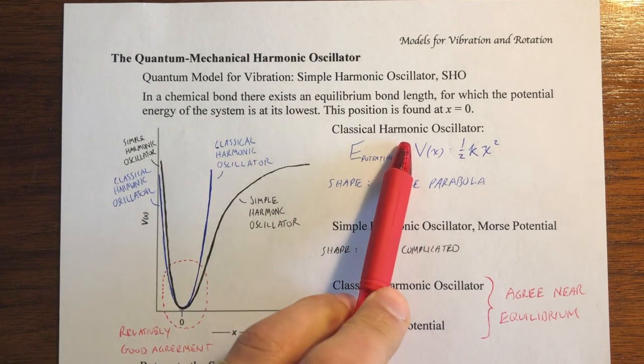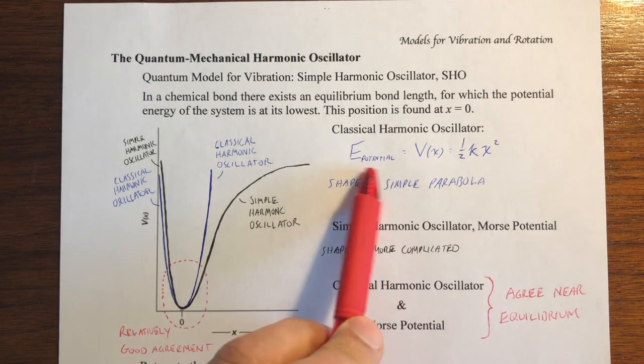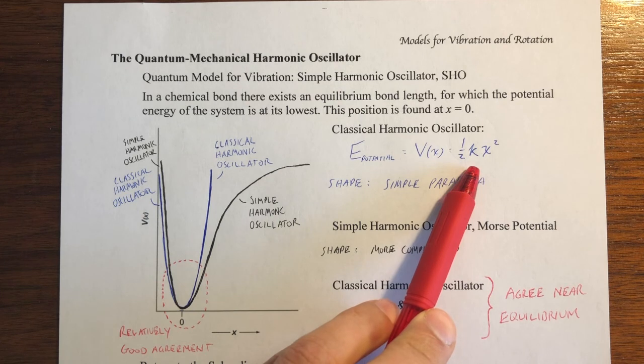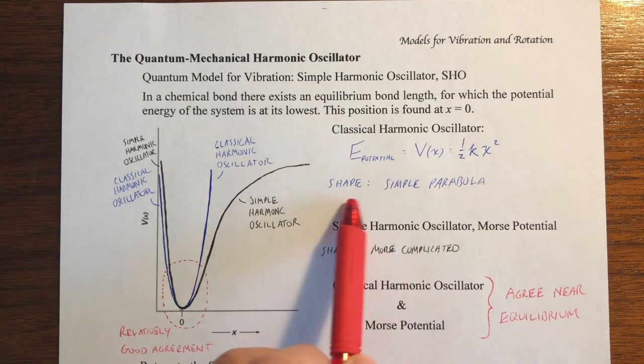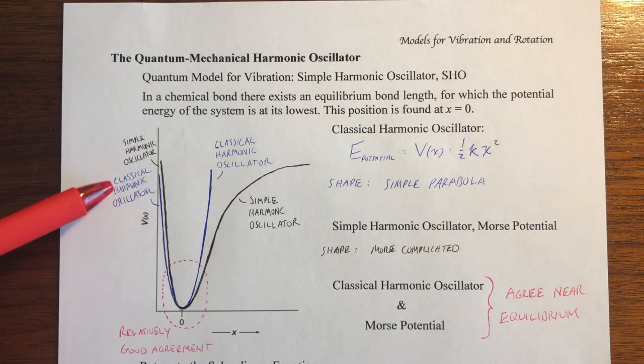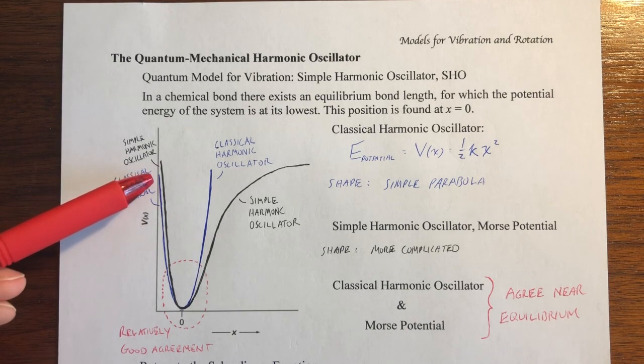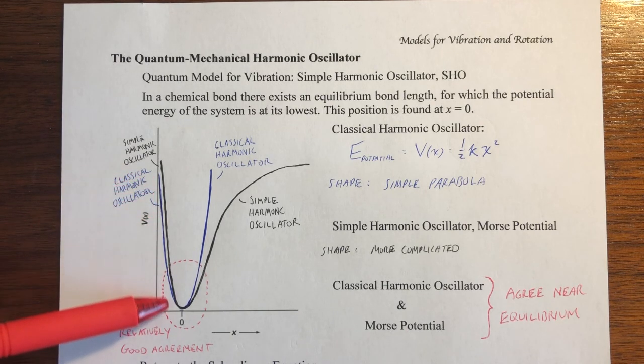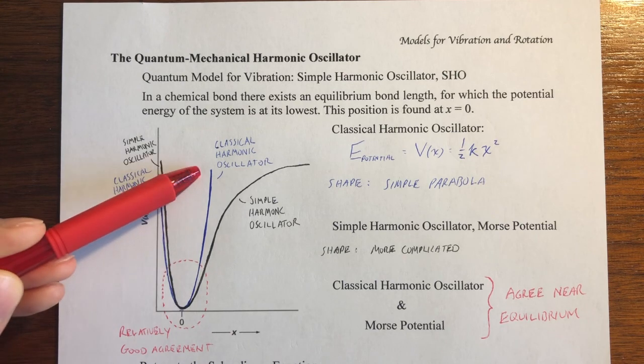So for the classical harmonic oscillator, we saw that potential energy V can be described with the equation 1/2 kx squared, where k is the spring constant. So given this equation, its shape would be a simple parabola. And we see that on the left here in blue. The classical harmonic oscillator starts here in blue, and it's just a nice parabola and ends over here.